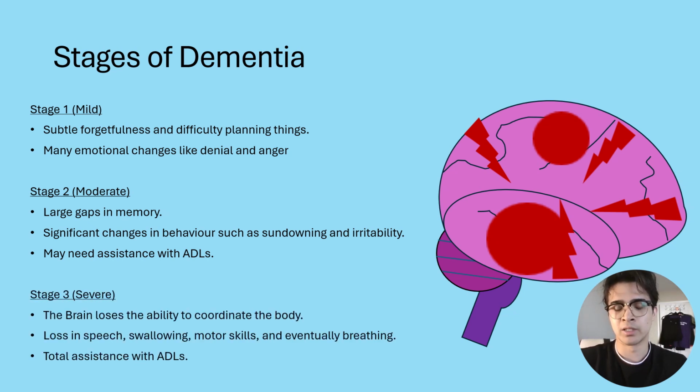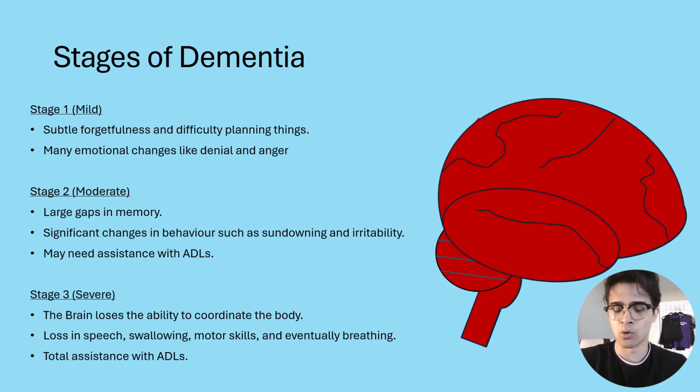And then finally, it's severe dementia, stage 3. The brain loses the ability to coordinate the body. This results in a loss of speech, dysphagia, loss in motor skills, and eventually the client will pass away when the body can't coordinate breathing anymore. At this stage, the client will need total assistance with ADLs. But remember to keep using the DIPS and CARE principles.